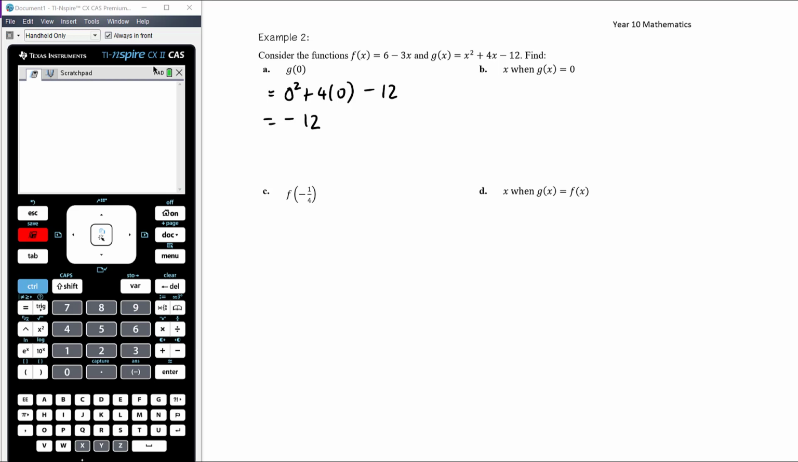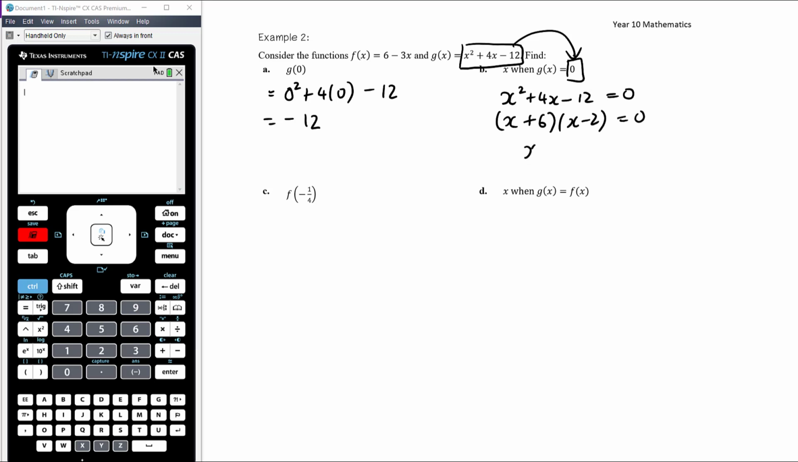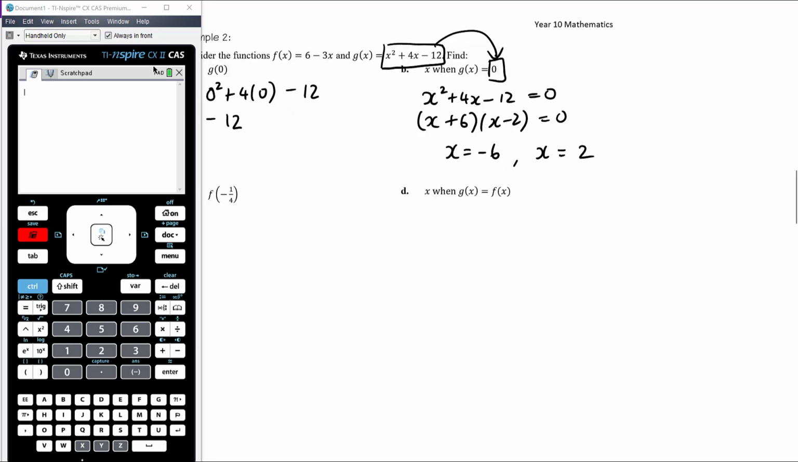Part B, find x when g of x equals 0. Okay, so this is not making x 0, this is finding what x is when g of x is equal to 0. If g of x is equal to x squared plus 4x minus 12, and g of x is also equal to 0, these two things are equal to each other. X squared plus 4x minus 12 is equal to 0, okay? So let's see if we can factorise that. 2 and 6, so x plus 6, x minus 2 will factorise. And so therefore x is equal to negative 6 or x is equal to positive 2. So g of x is equal to 0 when x equals negative 6 or when x is equal to 2.